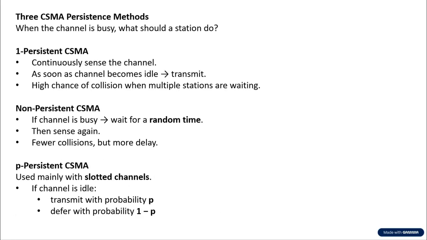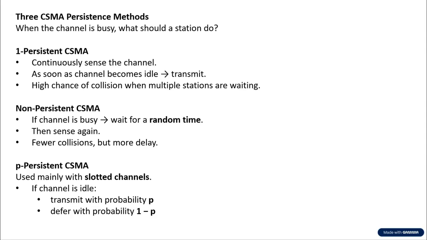When the channel is busy, what should a station do? When a channel is busy, stations use different persistent methods. Number one is one-persistent CSMA. With one-persistent CSMA, devices constantly listen, continuously sensing the channel. And the second the channel is free, they transmit, though this causes high collision rates if many stations are waiting.